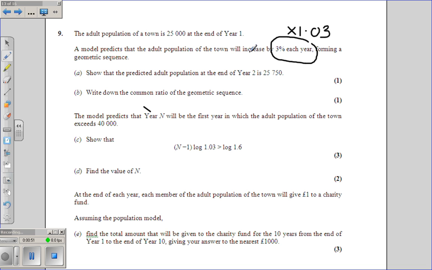If you're finding 3% of something and adding it on, then you're multiplying by 1.03. If it was a decrease, which it can be sometimes, then you will be taking off 3%, so it'll be 0.97. If any of that confuses you, you need to go and speak to somebody. You must know that. Then knowing that, the rest is pretty straightforward. So it says, show that the predicted adult population at the end of year 2 is 25,750, and then write down the common ratio. We've already got the common ratio. So we'll do it on a different page.